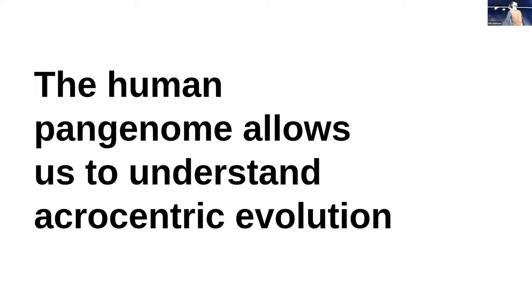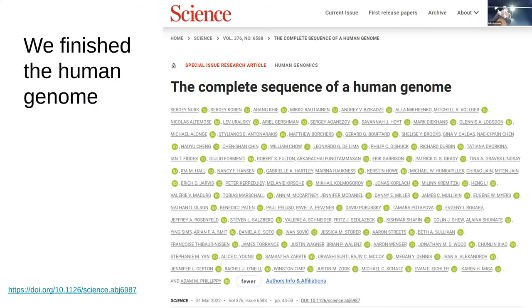To show how difficult they've been to understand, we can look at the first complete sequence of a human genome. This was established, we got this out in 2022. So it's called the T2T consortium, telomere-to-telomere. The assembly goes from telomere-to-telomere of every chromosome. And it's based on a hydatidiform mole that's haploid. It's like a haploid human.